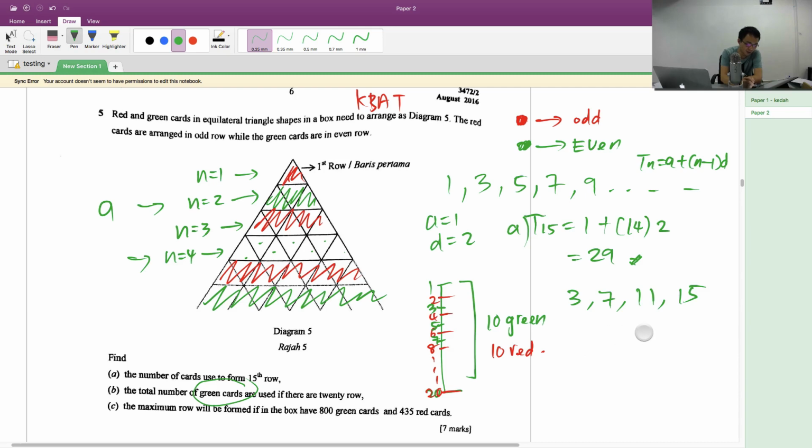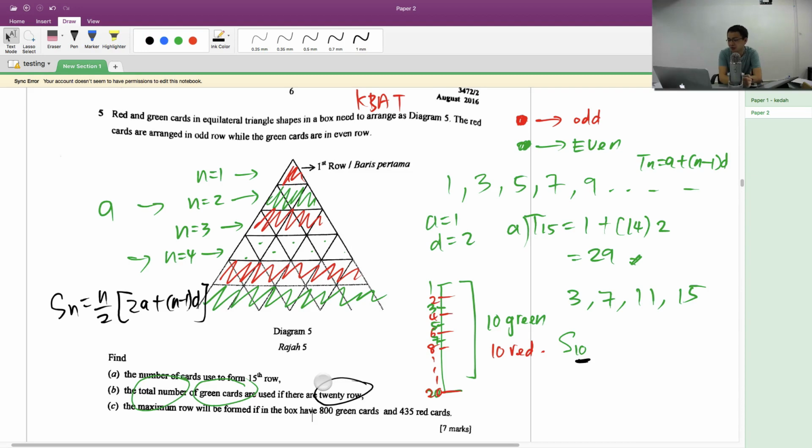Alright, so over here, they want the total number of green cards. So what I will do is S10. Of course I hope you understand about the Sn formula. It's just n over 2, (2a plus (n minus 1)d). So why do I use 10? Because up to 20 rows here, in total I will have 10 rows which are green color. And then I add them together. In this case, my a is 3 and my difference is just 4.